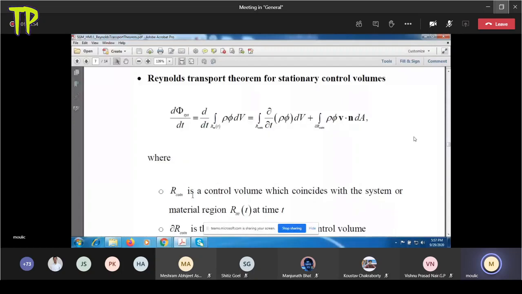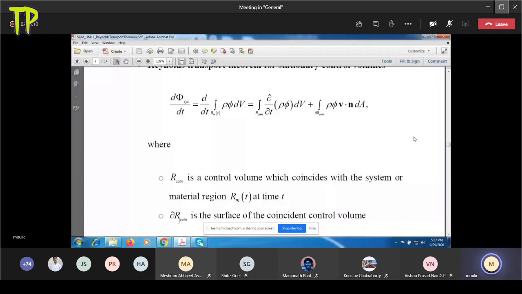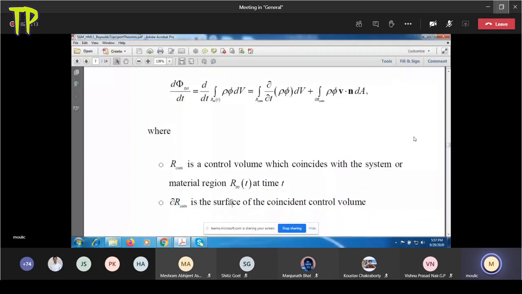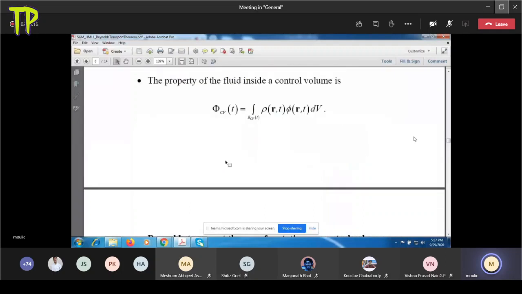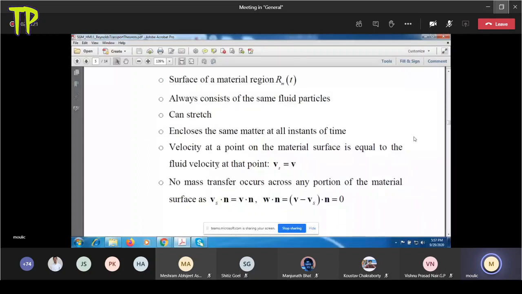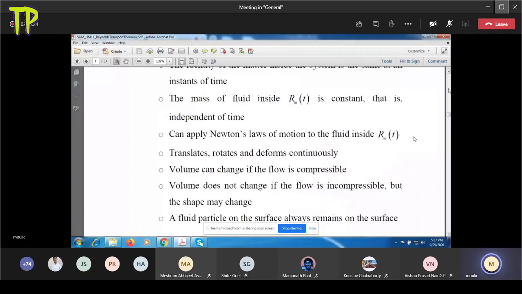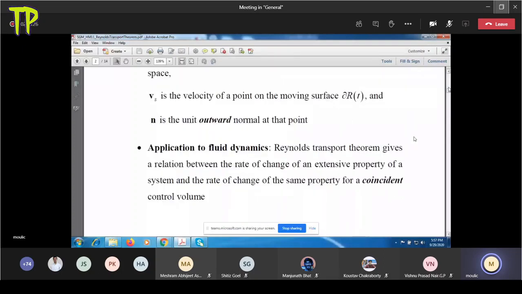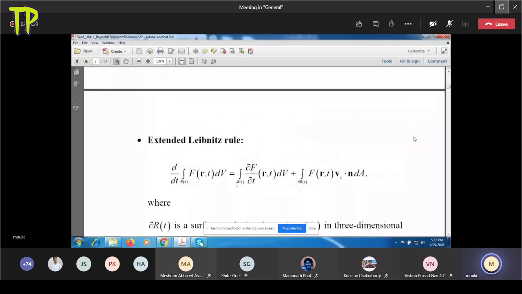The Reynolds transport theorem for stationary control volumes is something you must have seen in your second year. What we do is take a control volume which coincides with the system or material region at time t. I've denoted it by R with the subscript COIN for coincident, and del R with the subscript COIN for the surface of the coincident control volume. Now, first I gave you the result, the extended Leibniz theorem for an arbitrary region, just call it R of t, and I've called it Vs, which is the velocity at a point on the surface.